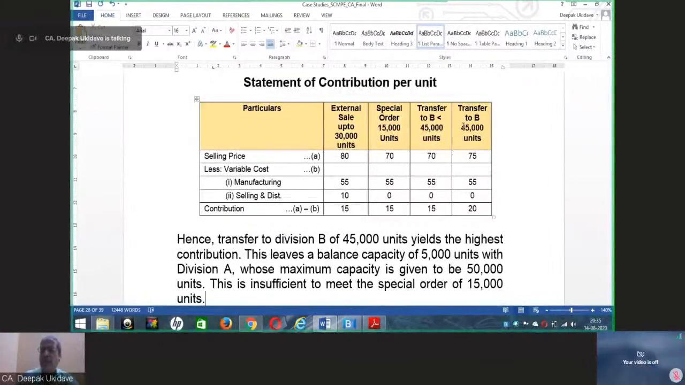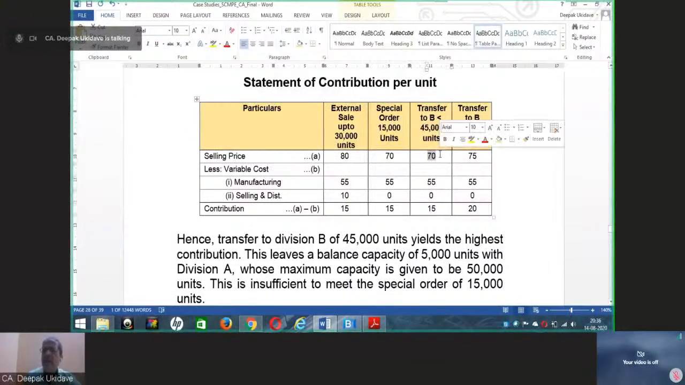So transfer to B at 45,000 units and less than 45,000. Let's look at this. Selling price for external sale will be 80, given in the question. If it is a special order, it is 70. And to an internal customer for less than 45,000 units, 70. But anything you are transferring to B, 45,000 units, 75. Now this will be transferred to B, 45,000 units at 75.